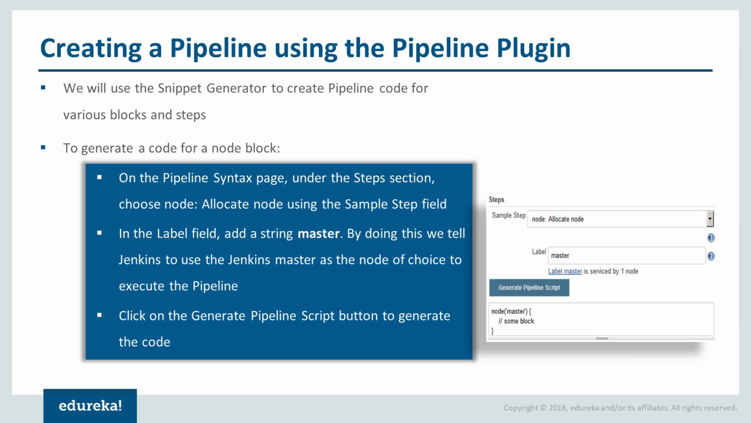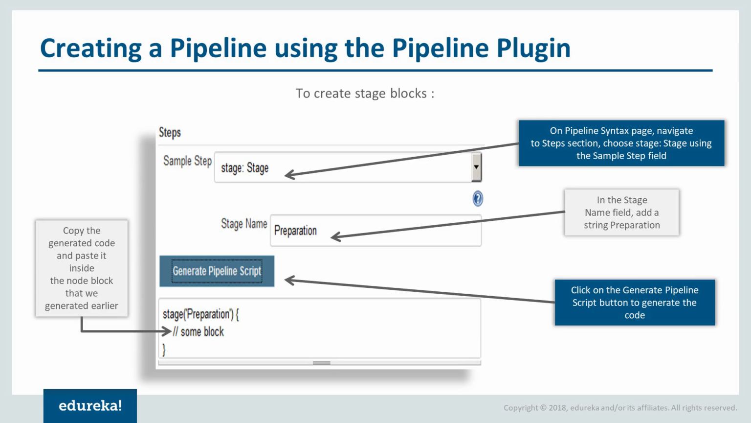To generate code for the node block, on the pipeline syntax page, under the steps section, you choose node, and then in the label field, you add a string called master. This is because I want to run on the master. If you want to run somewhere else, let's say some other label you want to use, you will put the label accordingly. And once you click on generate pipeline script, it will give you the script you need to have inside your pipeline script. So this is how you do it.